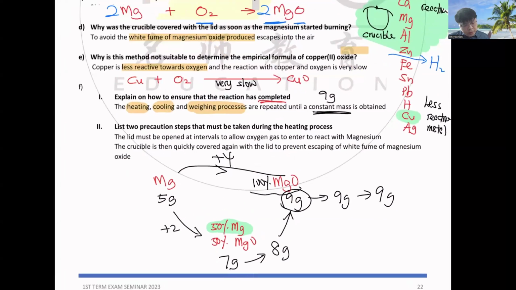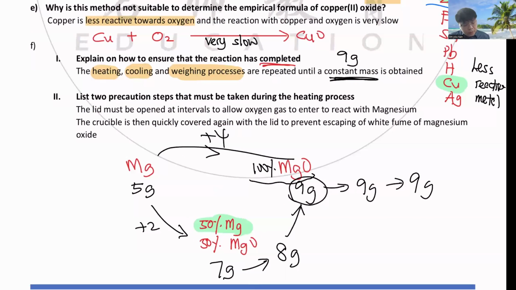So this is the question: what is the pre-question step? You need to cover it at intervals, but if you fully cover, there's no oxygen inside. So what we need to do is open it up a while. But if you open up, the white film will fly out, so you quickly close it back again. Okay, so this is the theory.